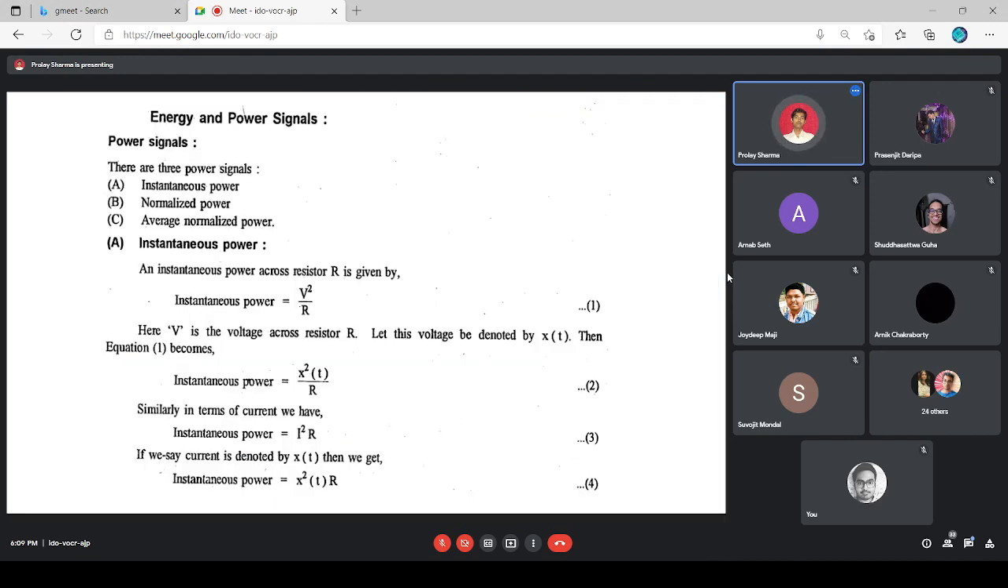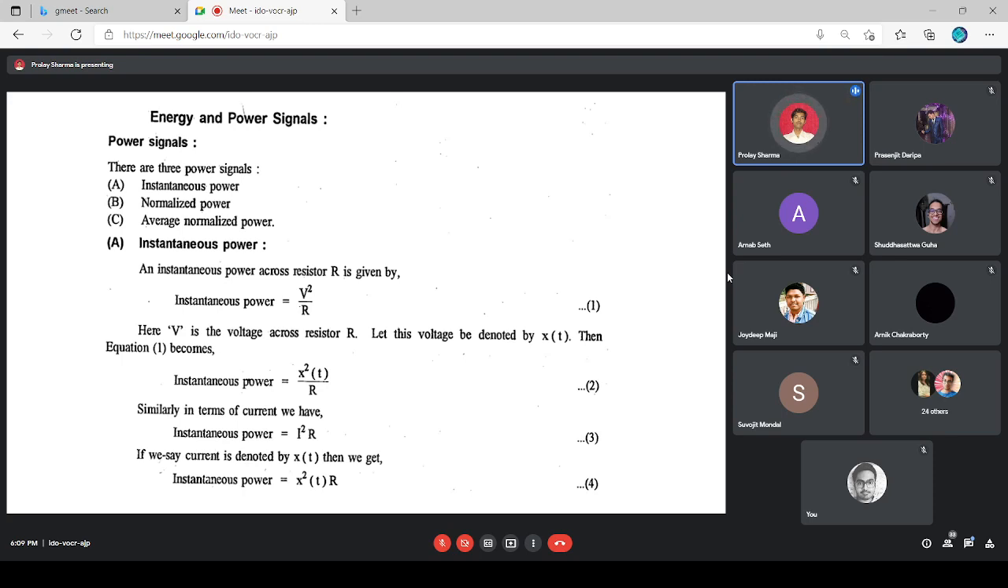So we are discussing the different classification of signals. Some classification of signals we have seen last day, so we will complete the remaining part of that classification. The next classification after what we discussed last day is energy and power signal.